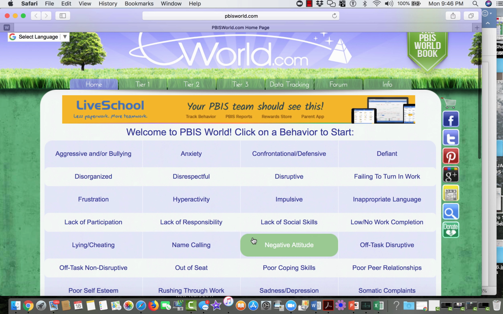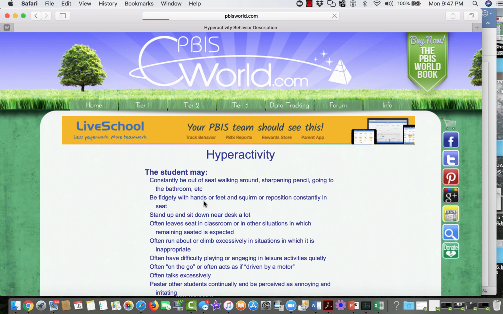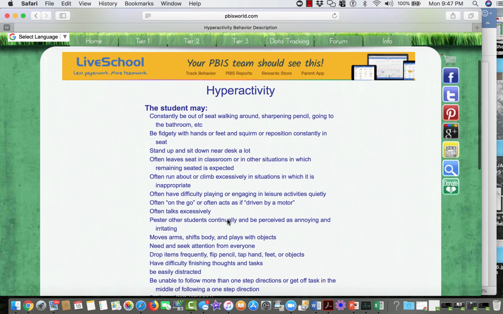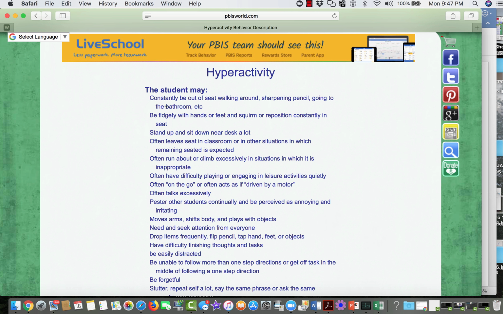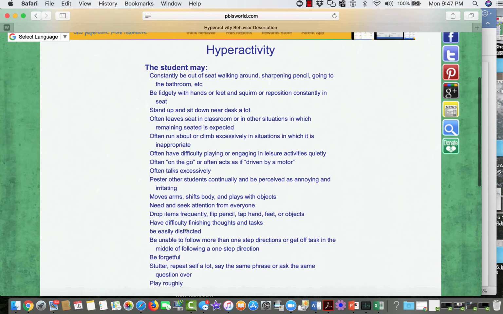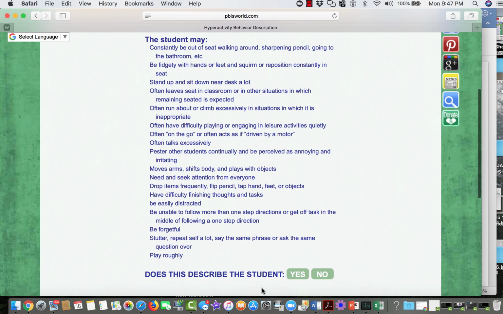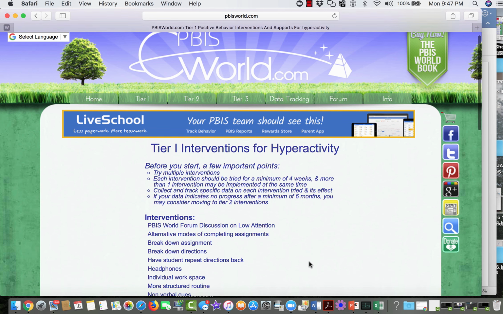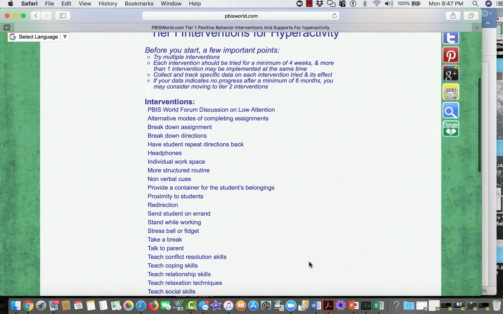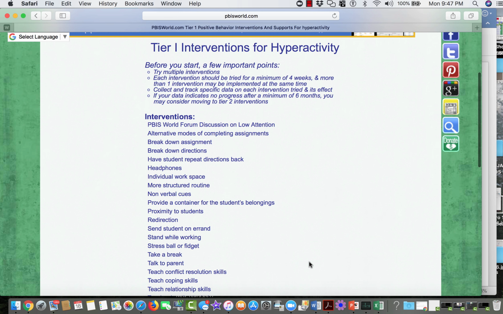So for example, since I am hyperactive myself, I'm going to click on this. And first off, when I do, I get a list of symptoms that do sound similar to things I'm known to do myself. Notice then it says, does this describe the student? So you click on it, and here are several different interventions that could be used. One that I like, stress balls. Also, taking a break. Proximity to students.